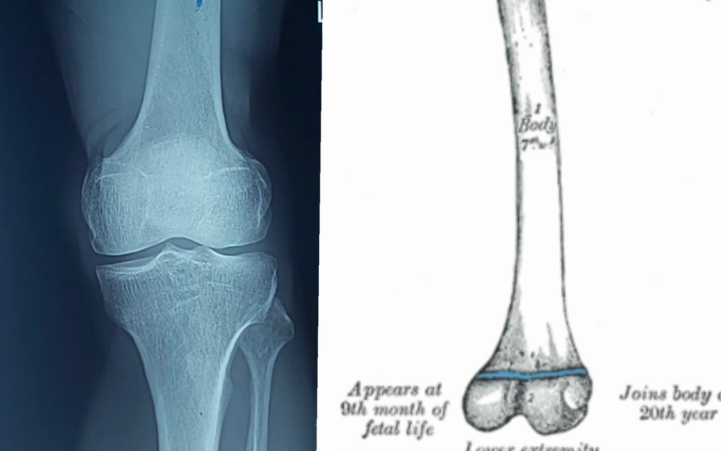These two are the epiphyses which appear about the 9th month of intrauterine life or just before birth. It has some medical importance to determine the maturity of the fetus.